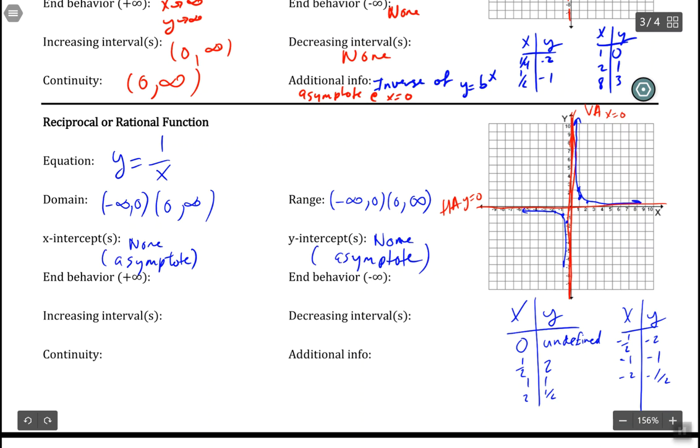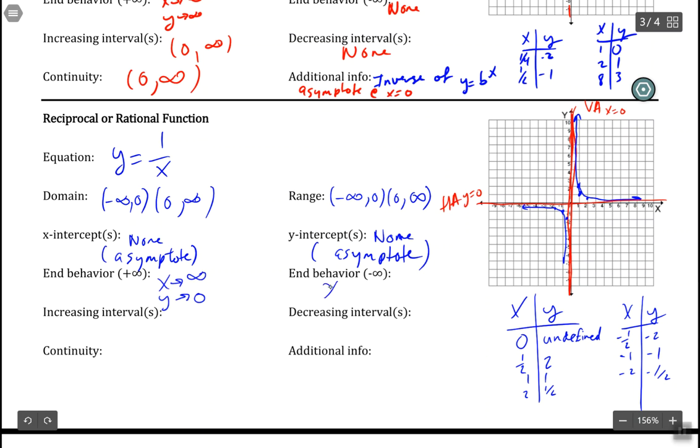All right. In end behavior, as my x goes to infinity, what is my y going to go to? 0. As my x goes to negative infinity, what's my y go to? 0.